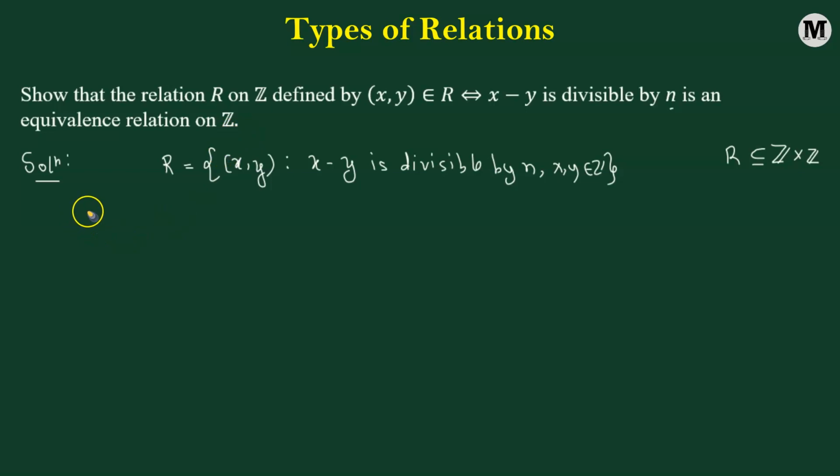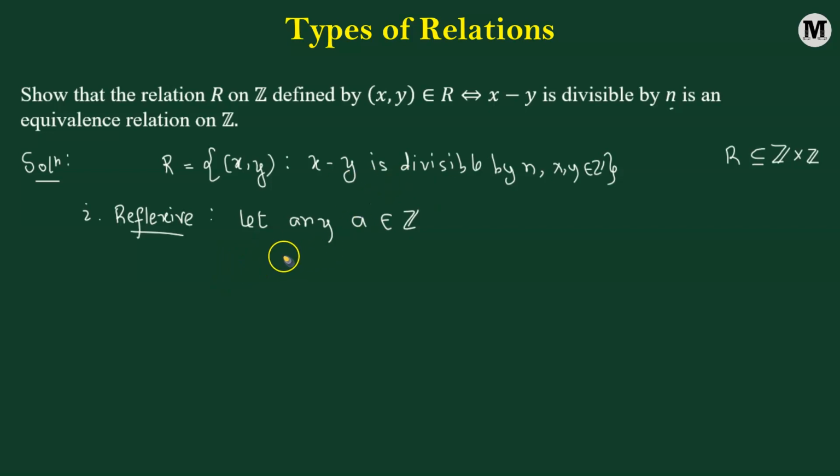How do we show that? We have to show that the relation R is reflexive, symmetric as well as transitive on Z. Okay, let's start by checking whether it is reflexive or not. To check for reflexivity, let's consider some element: for any a belonging to the set of integers.